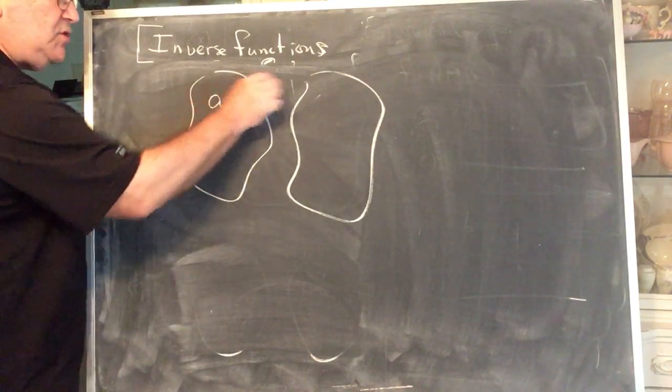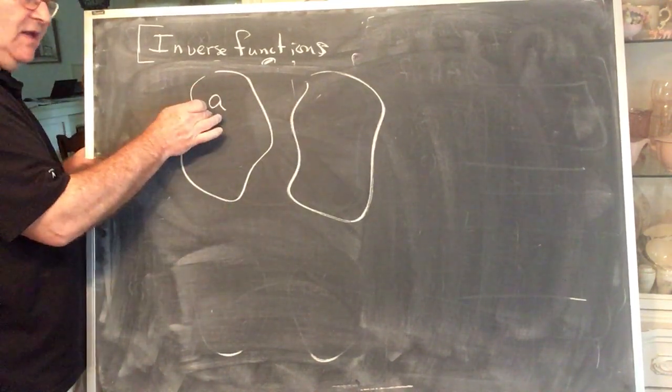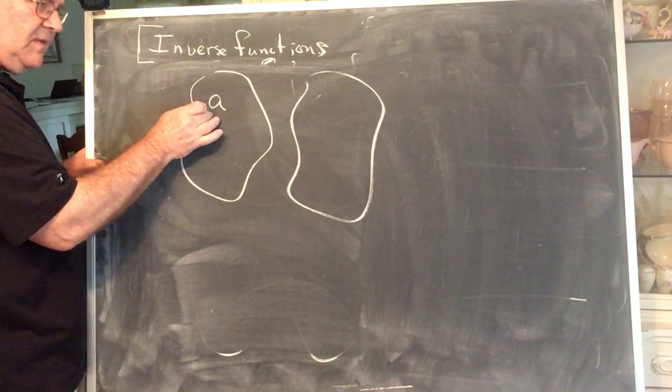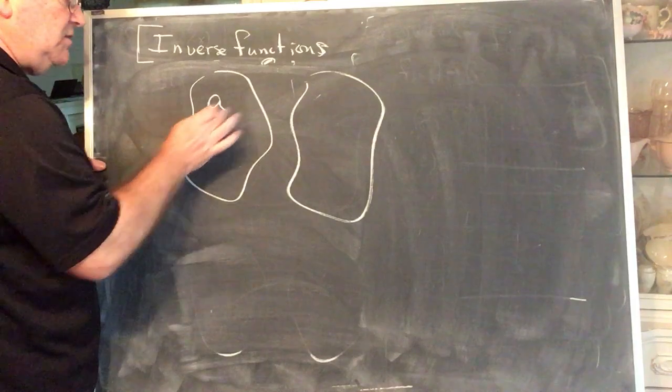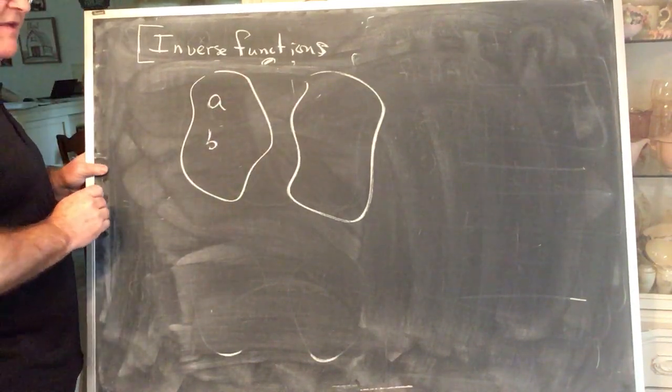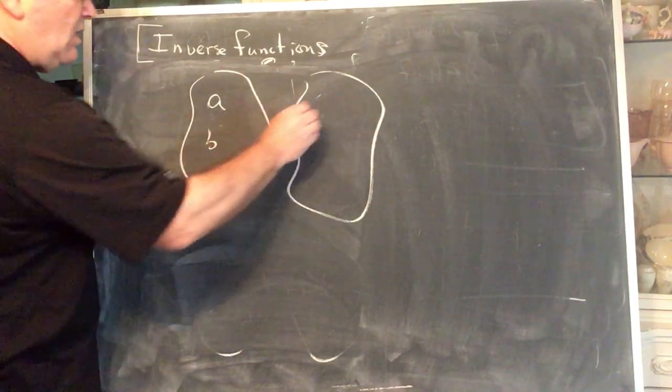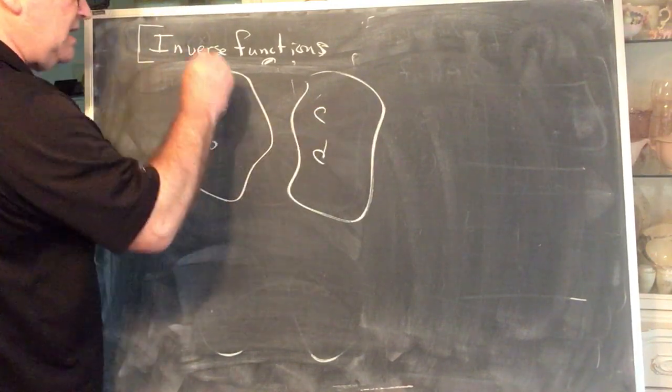You're not allowed to have two arrows leaving A because that violates function in the first place. Neither are you allowed to have two different values going to a single point. That would be a violation. And so what would be required is something like this.